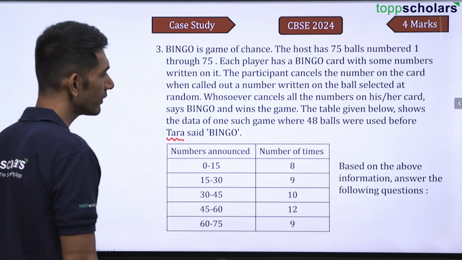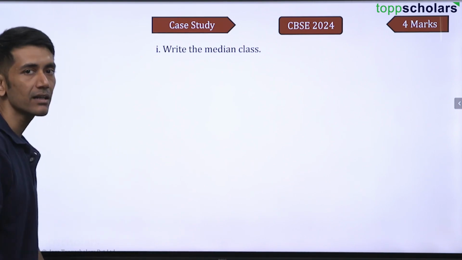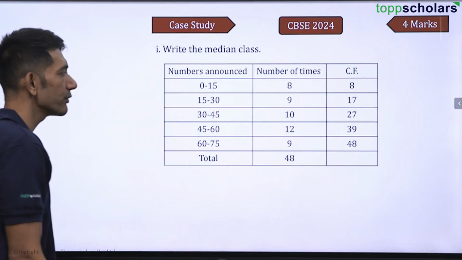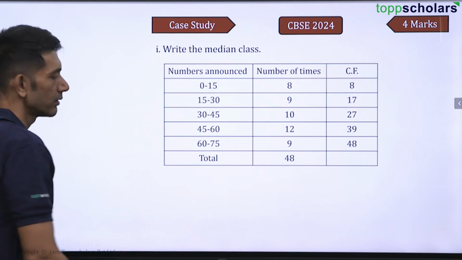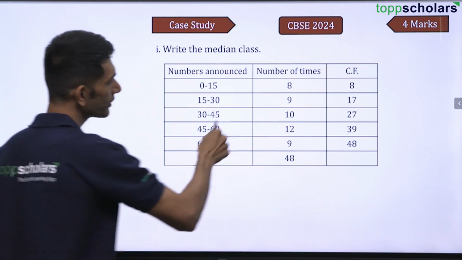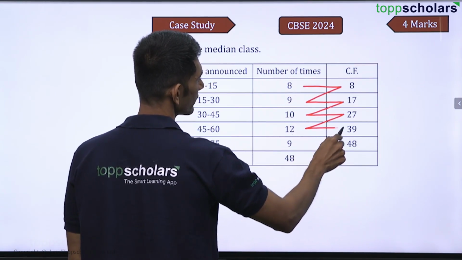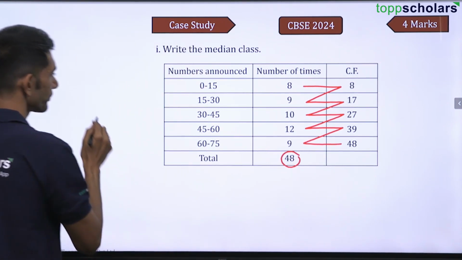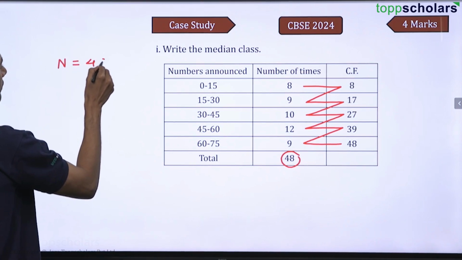Now let us see what is the first question asked here. The first question says, write the median class. Now you know that to find out the median class, firstly we need to find out the cumulative frequency, which is CF. The number of times it is called out is also given. So CF you find out, 8 plus 9 is 17, plus 10 is 27, plus 12 is 39, plus 9 is 48. So N is 48. Total frequency N is 48.